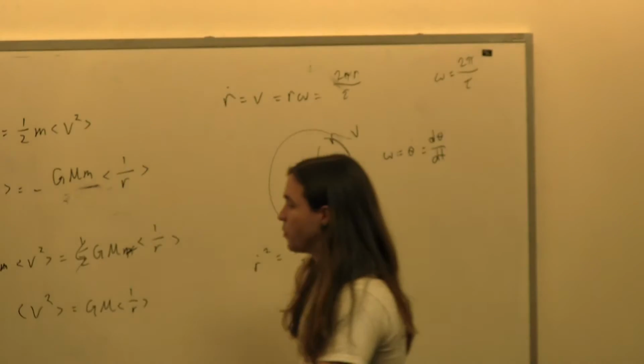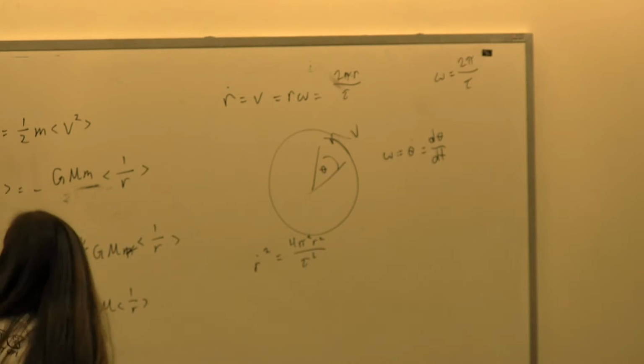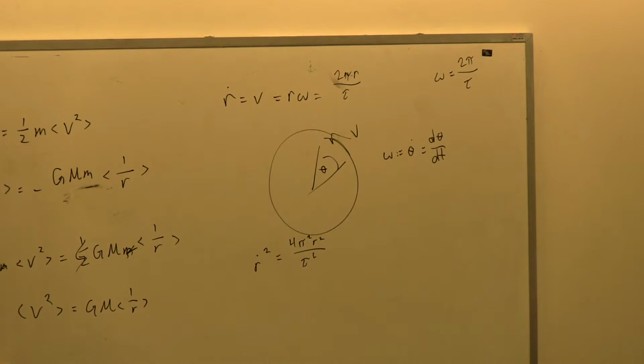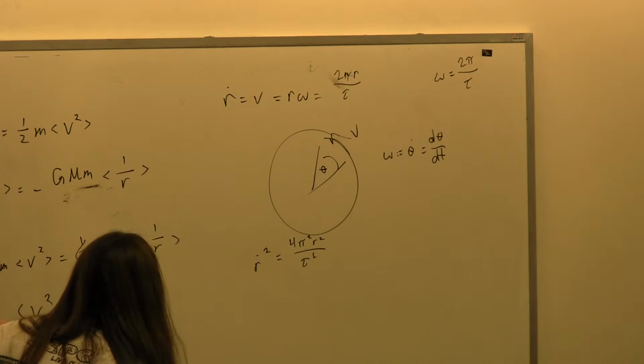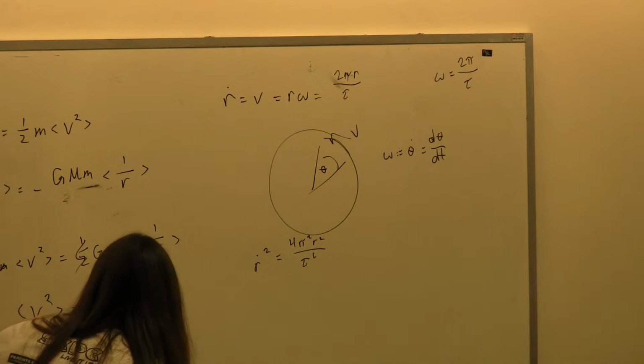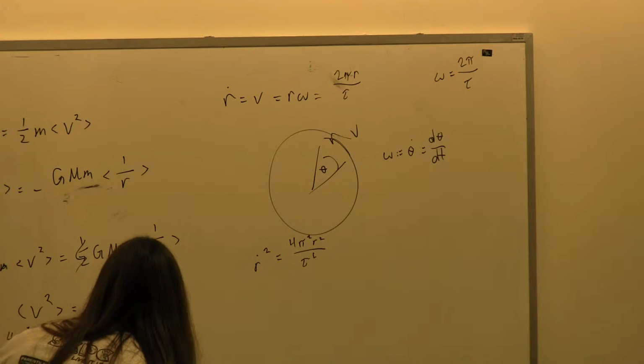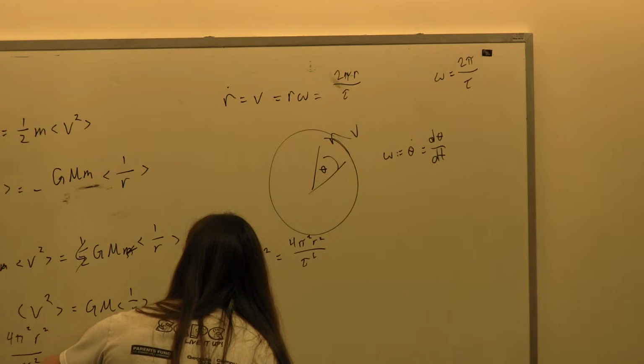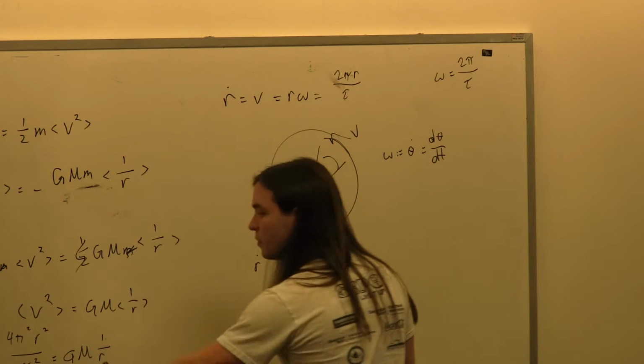So we can put that in this formula as well. And I don't know if you're still able to see this down here? Okay. So we've got 4 pi squared r squared over tau squared is equal to g m times 1/r.